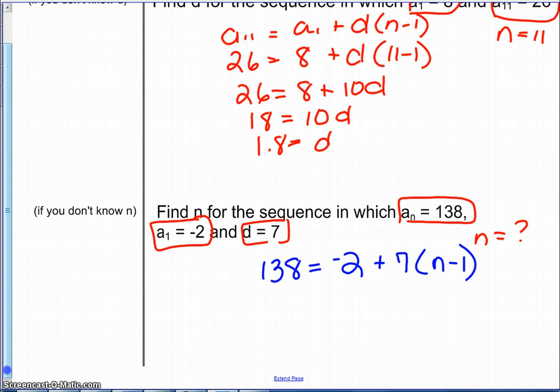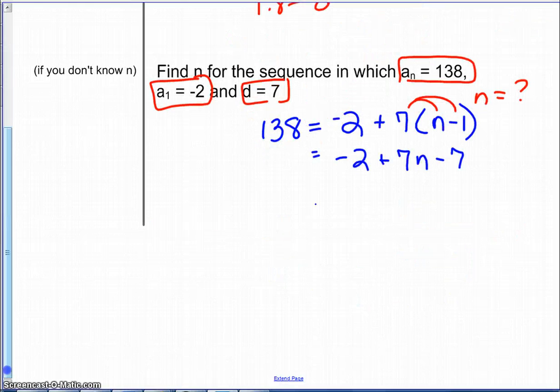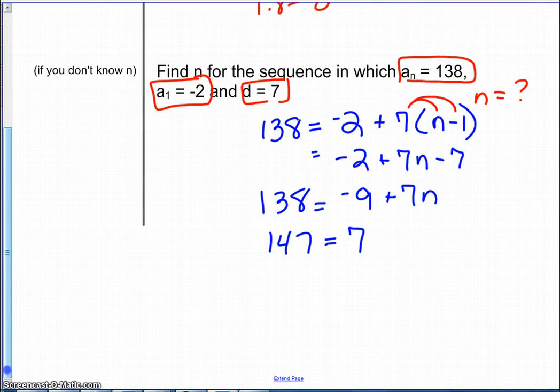Well, let's try to figure out what this n minus 1 is. There's a couple options you could do here. One option is to do the distributive property: -2 plus 7n minus 7. Then we could add together the -2 and -7, and really have -9 plus 7n equals 138. Add 9 to both sides: 147 equals 7n. And then if I divide both sides by 7, n must equal 21.